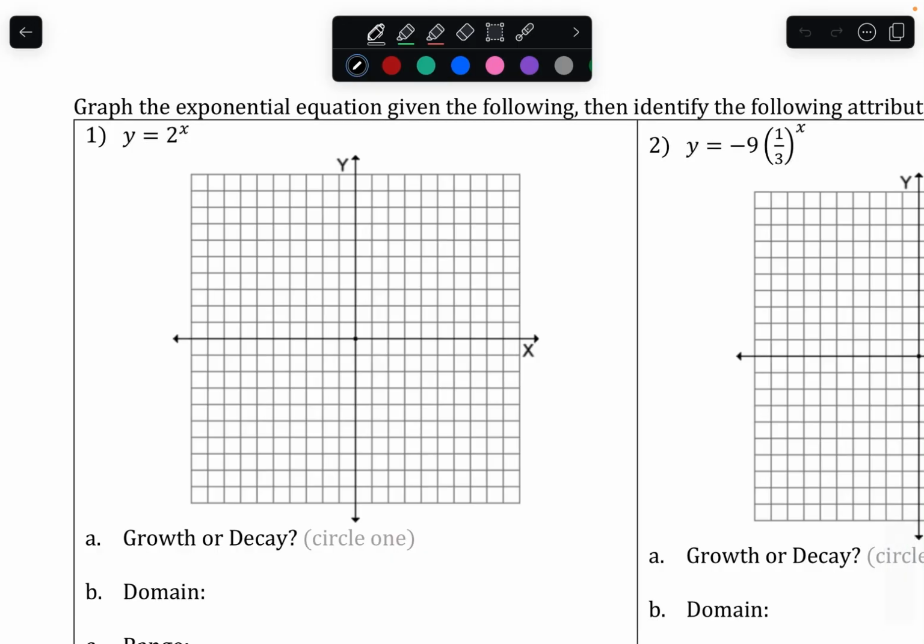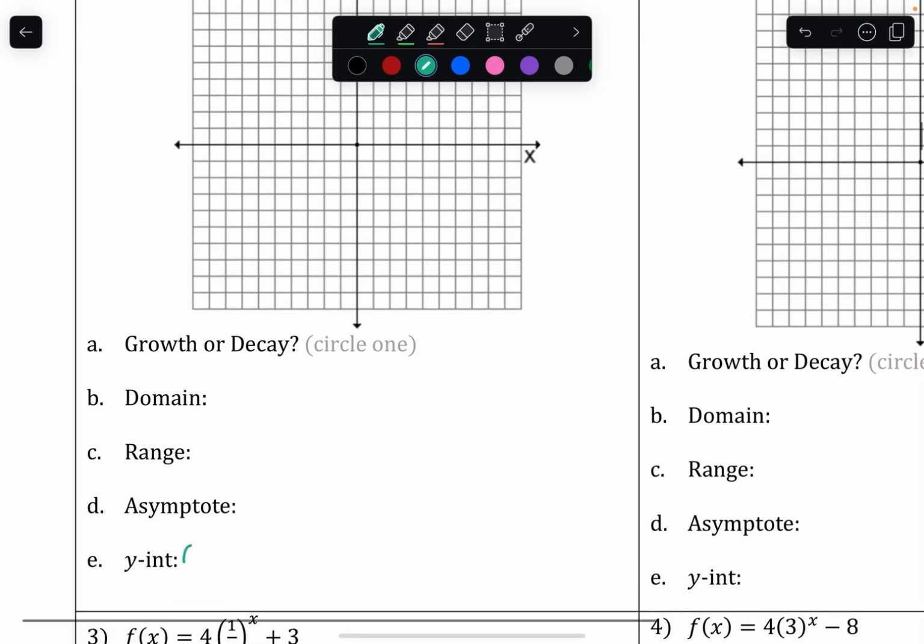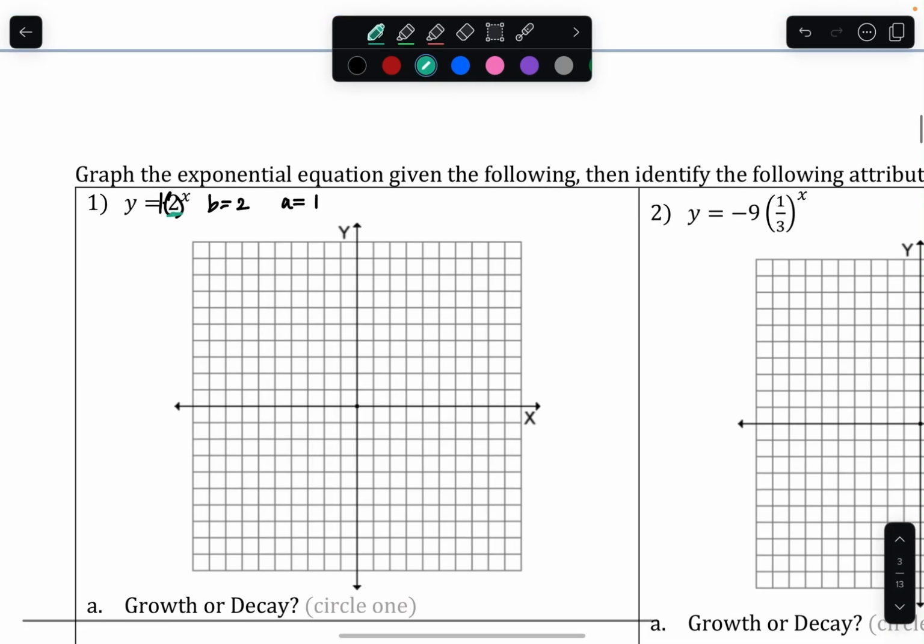Usually we see 2 values, an a and a b. And so notice this 2 has the exponent. That means 2 is our b value. Okay, and you're not seeing an a value, that means it's an invisible 1. And so in this case, our a value is 1, which means our y-intercept is 1. It's a common mistake. Some people say the y-intercept is 2.